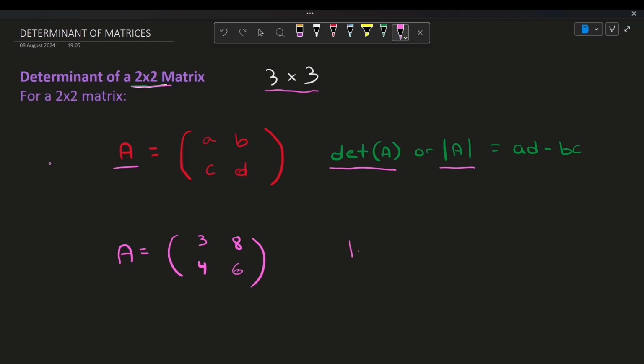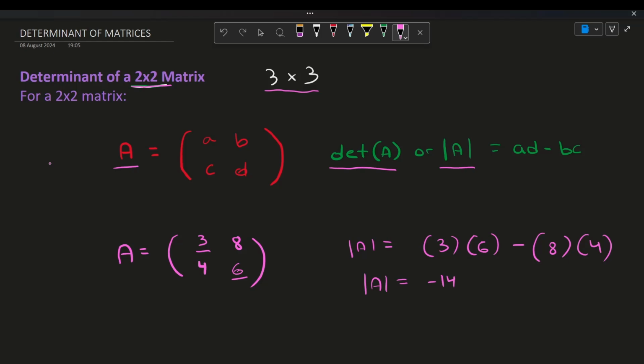So the determinant of A would be equal to a times d, which is 3 times 6, minus bc, which is 8 times 4. So 3 times 6 minus 8 times 4. So the determinant of A is equal to negative 14. So this is it for 2 into 2 matrices.